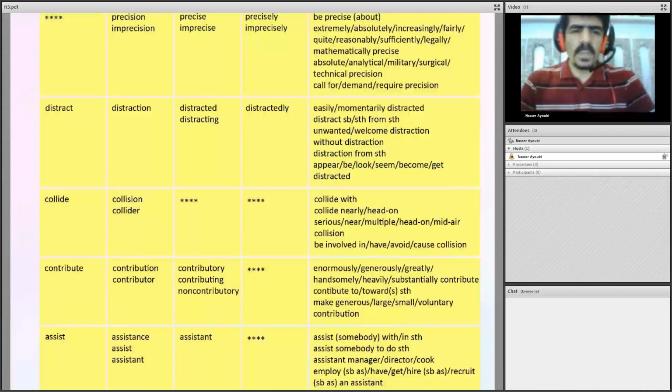Examples. Momentarily distracted. He was momentarily distracted at a fight, which was enough for him to lose. And welcome distraction. TV can be a welcome distraction after a hard day's work.